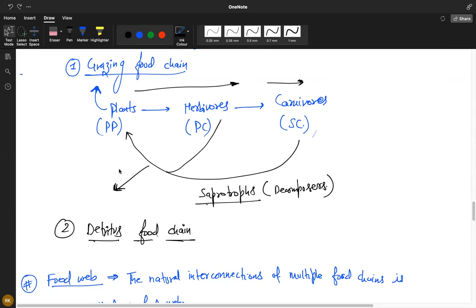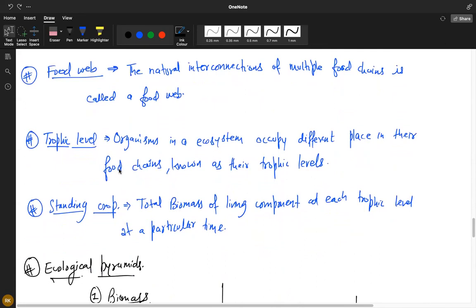Okay, very well. Then we went on to understand the food web. Food web is just the interconnection of multiple food chains, because in nature, it's not like one food chain is exclusive of another food chain. So everything is connected. The same grass or the same kind of plant can be grazed by multiple different herbivores, and multiple different herbivores can be preyed upon by the same or multiple different carnivores, and so on. So a food web is the natural interconnection of multiple food chains in nature.